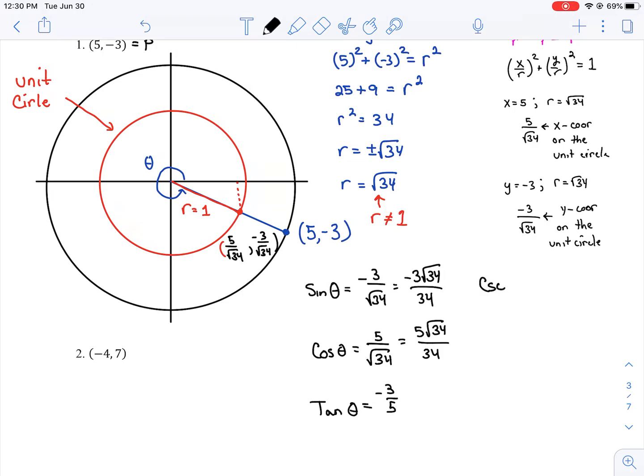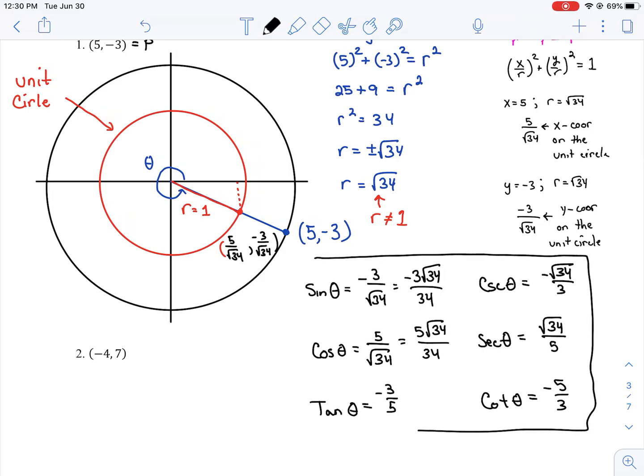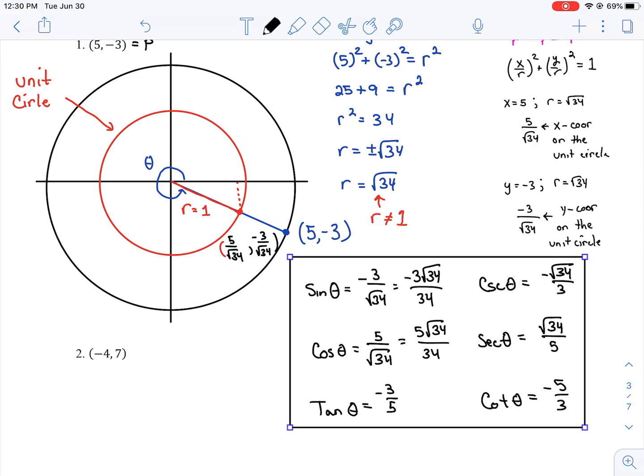And for the reciprocal ratios, cosecant of theta is the negative square root of 34 divided by 3. Secant of theta is the square root of 34 divided by 5. And the cotangent of theta is negative 5 divided by 3. And there are the 6 trigonometric functions, their values for theta.